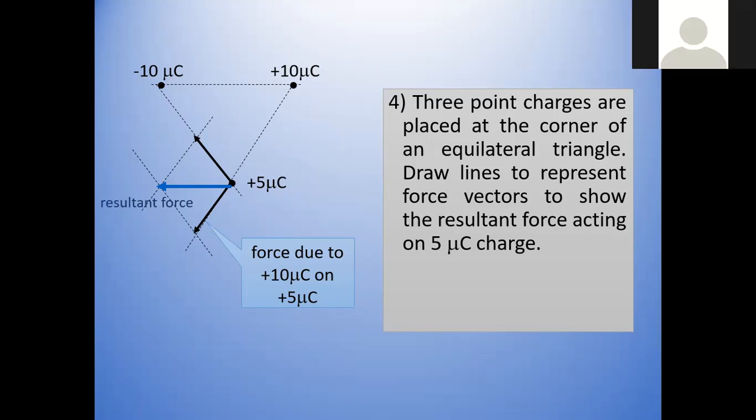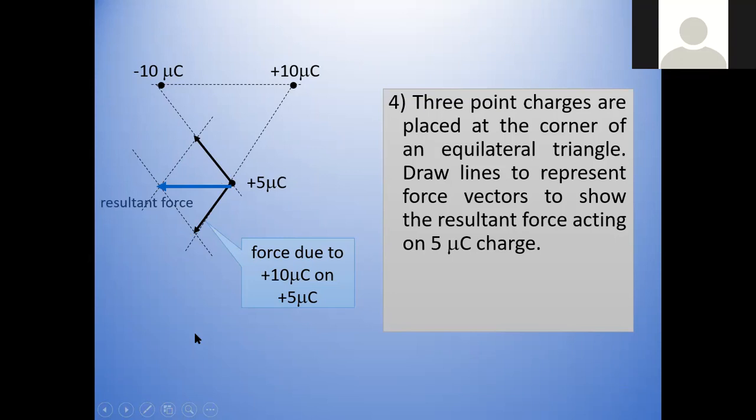Oh, you want the resultant force on the plus 5? This 5 one. That's why you resolve it. These two are repulsive forces, that's why it's going away. Between these two are attractive forces, that's why it's going towards the minus 10. Then you complete your parallelogram to get your resultant force.